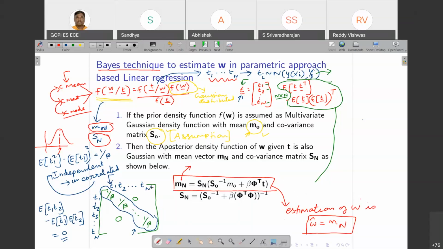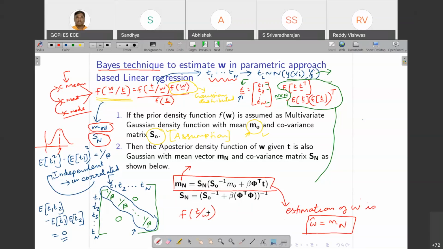F of t given W and f of W are Gaussian. F of t given W is Gaussian, fine. F of W is also Gaussian, right? The covariance matrix S naught is related to f of W. We can't say anything about whether it is diagonal. For f of t given W, that covariance matrix is diagonal.